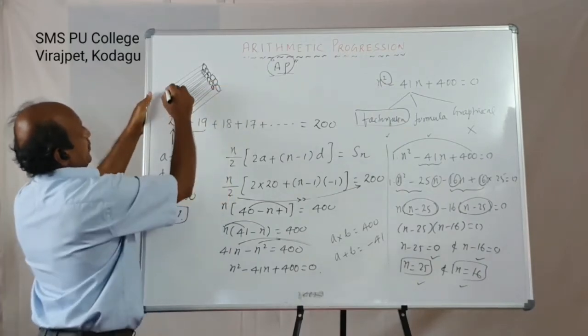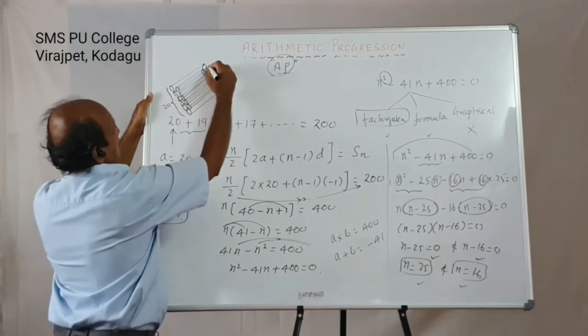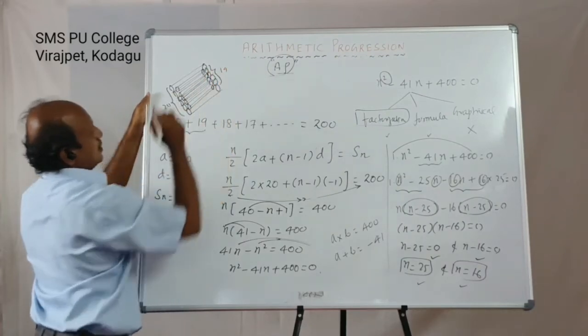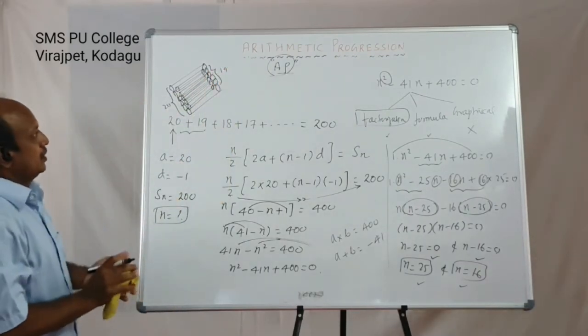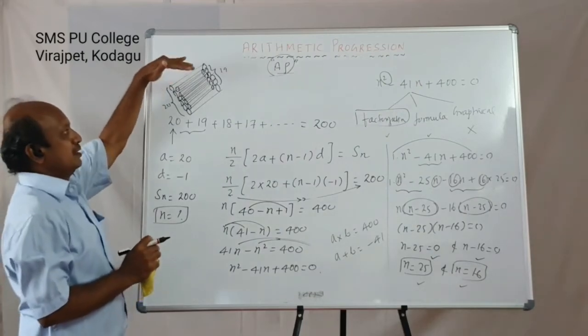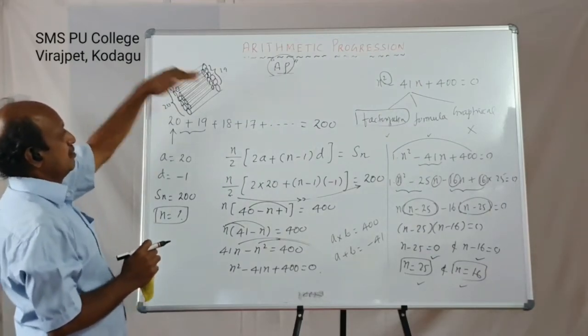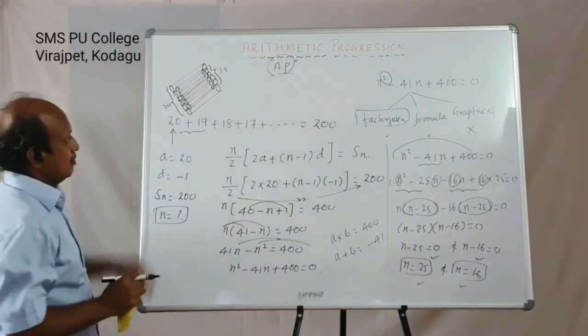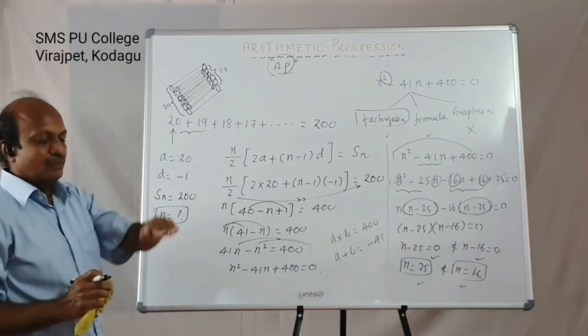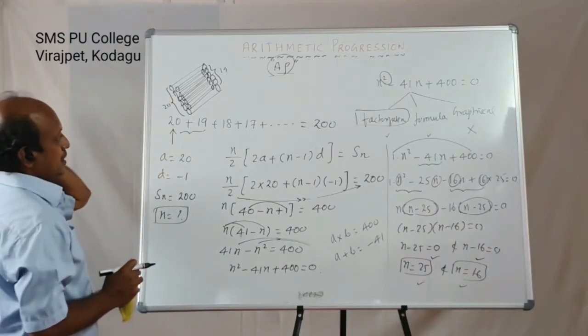First row, for example, 20. Second row, there are 19. Next, the third row, 18, 17. The total number of trees when you count it, there are 200. Now, how many rows are put one upon the other? That's the question now.